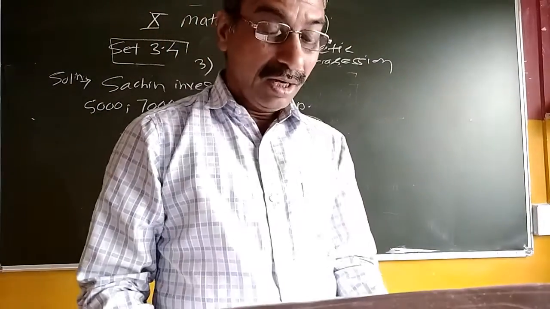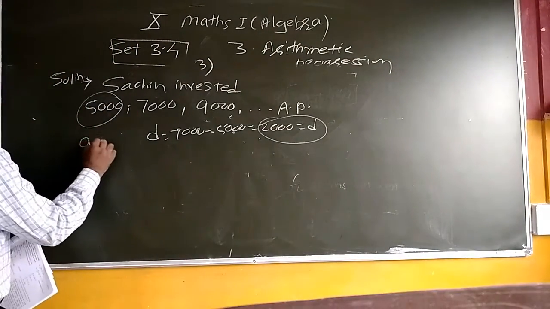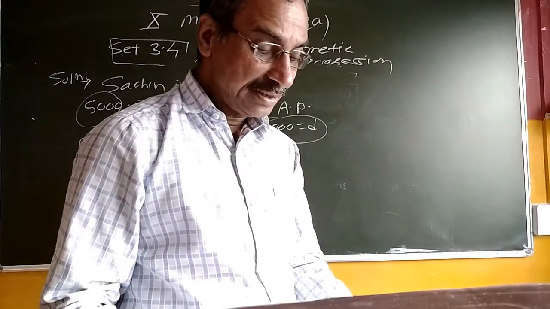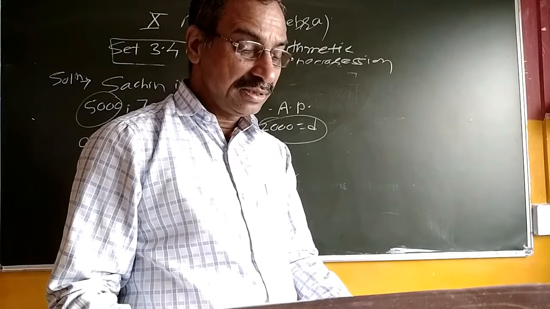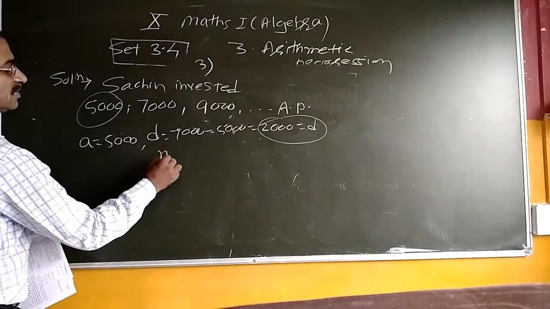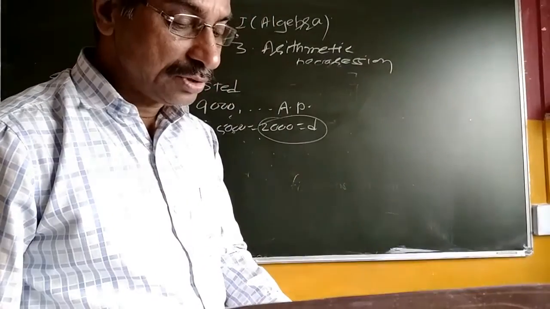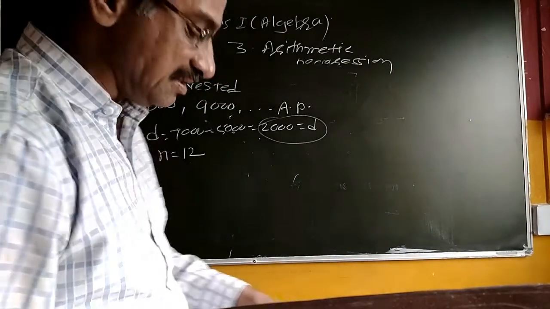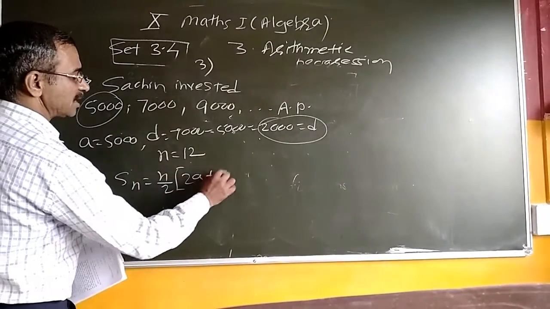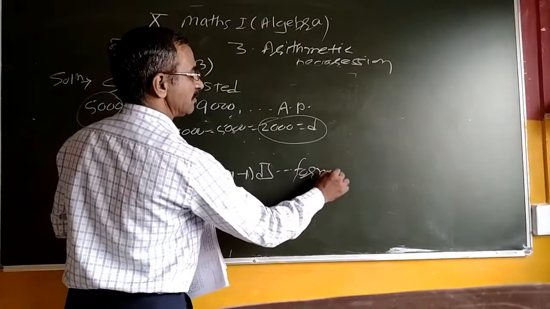Then a is equal to the first installment. A is the first term, so a is equal to 5,000. Then how many years did he save? 12 years. So n's value is equal to 12. We want the total investment, so we are using the Sn formula. Sn is equal to n by 2 in bracket 2a plus n minus 1 into d. It is our formula.